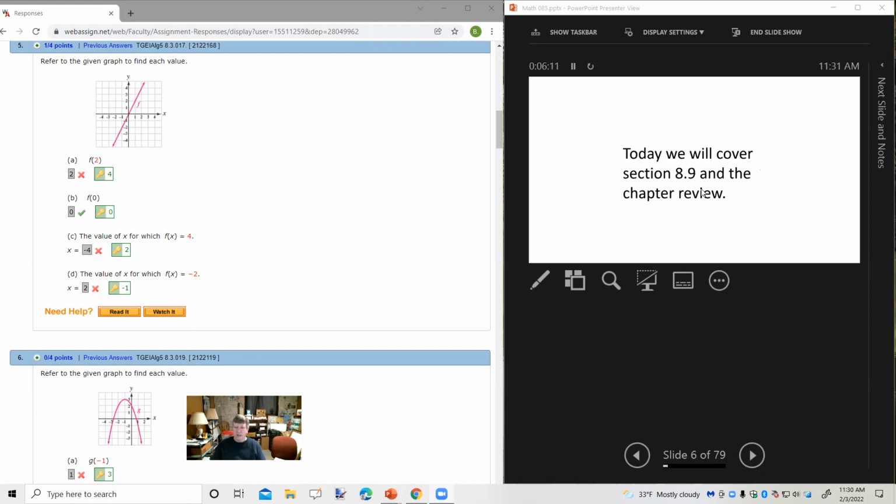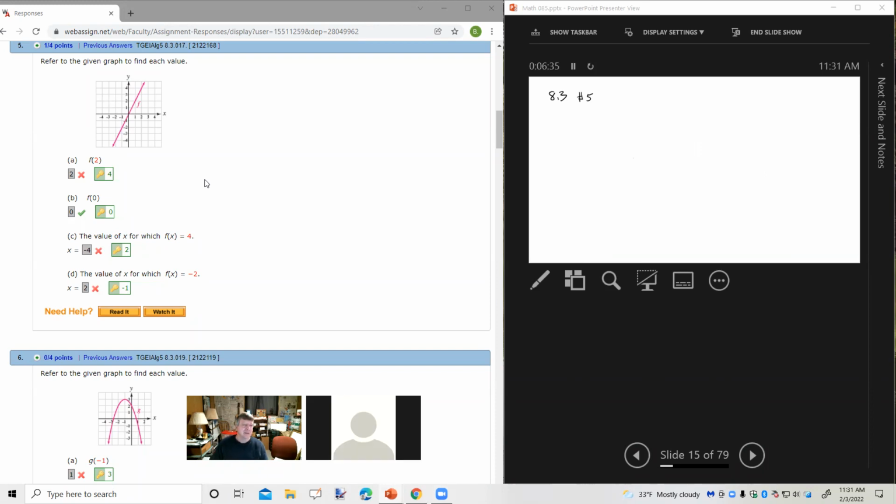All right, so I had a couple of requests, and this is from section 8.3, number 5. So this takes us back a couple of days. Can you see the WebAssign screen on the left side? Somebody let me know just for sure. I can see it. Thank you. Sometimes I push the wrong button, as I've often said.